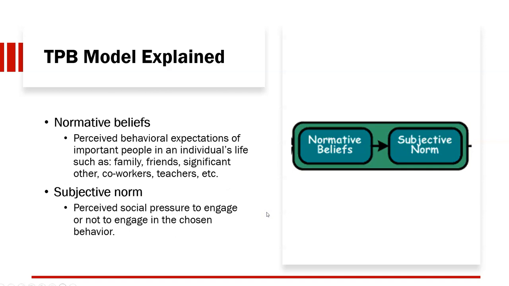The next piece is the normative beliefs. So this is the perceived behavioral expectations of important people in your life. So that could be friends, family, significant others, coworkers, teachers, etc. So this is the idea of what do they think about this behavior? Would they support it, or would they say, no, that's not a good idea? So perceived social pressure is really what subjective norms are trying to identify.